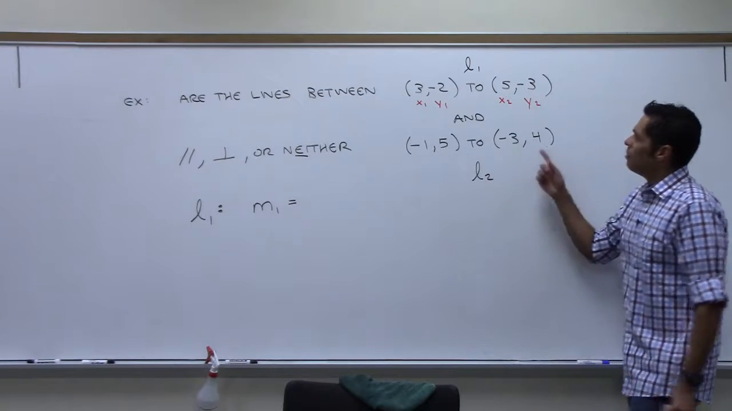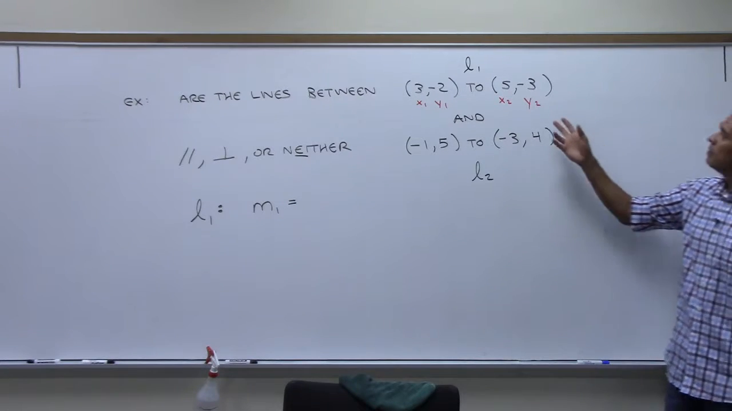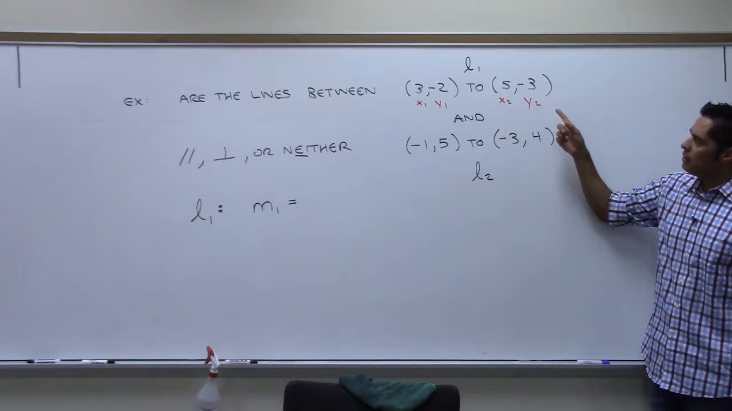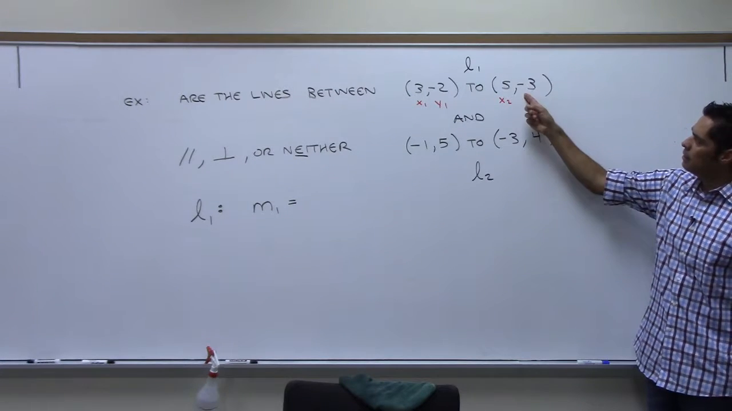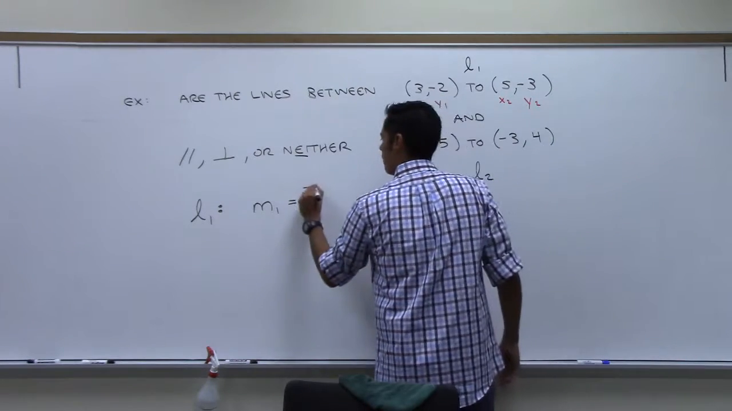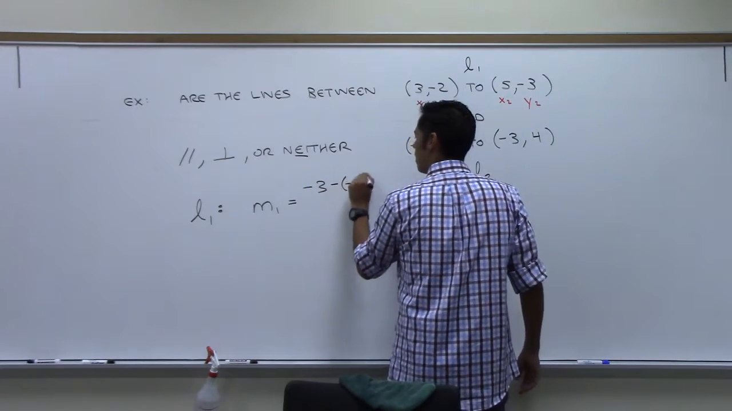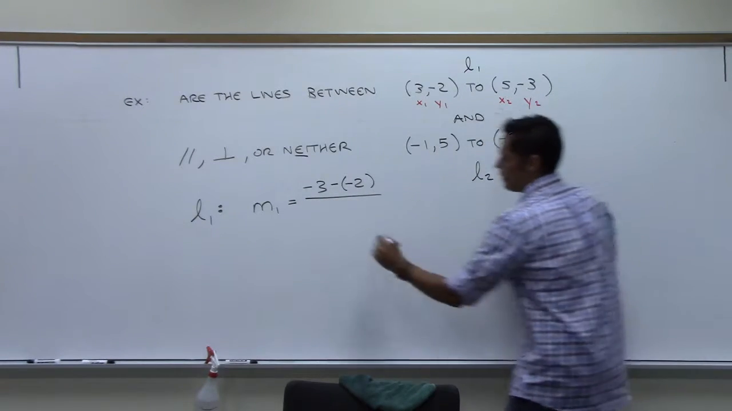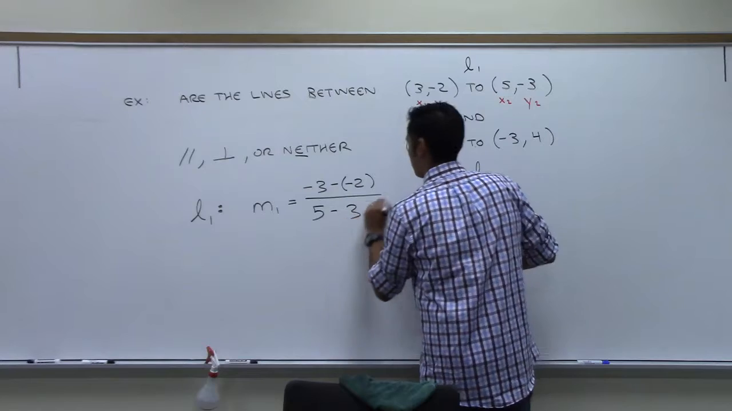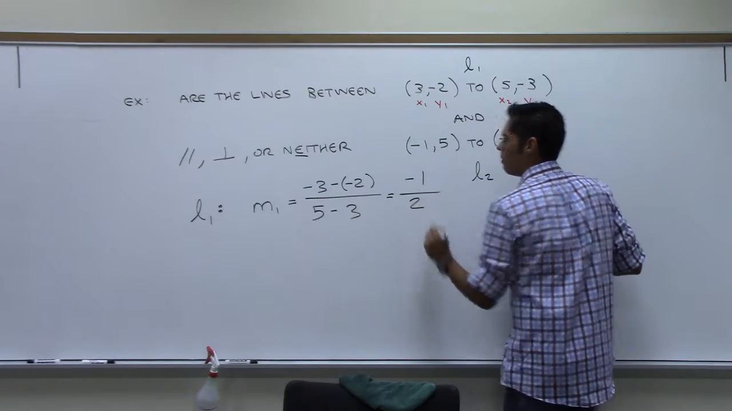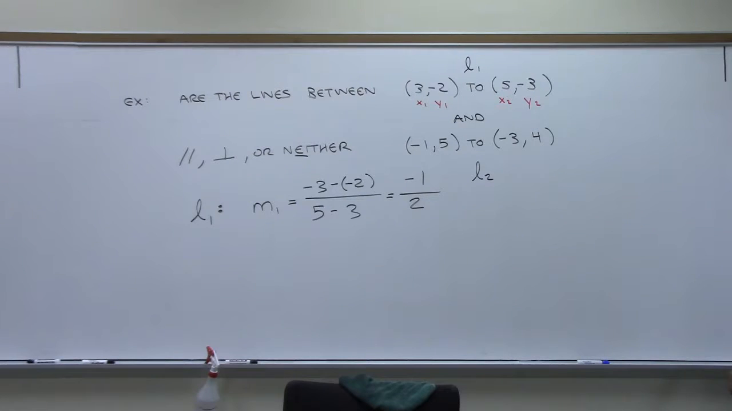All right, so who wants to volunteer this? Go ahead. What are you going to do, Jennifer? I'm going to do -3 minus -2. What would that give you? You would get -1. Yes. You have to just be careful with that double negative, right? Yes. Okay, and then it would be 5 minus 3, which is a 2. Okay. So you said -1/2 is the slope of the first line.